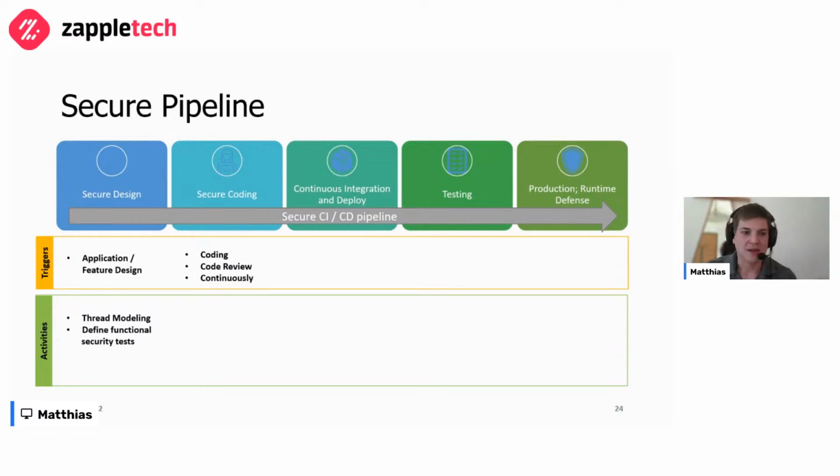Then we come to the coding, and here the triggers are, of course, the coding itself, but also code review. You do the peer session, someone checks the code and looks with a critical eye at security issues or security findings. And of course, continuously. Why continuously? Because here comes the first fist into the game, and this is SAST. It's coding, a white box testing approach.